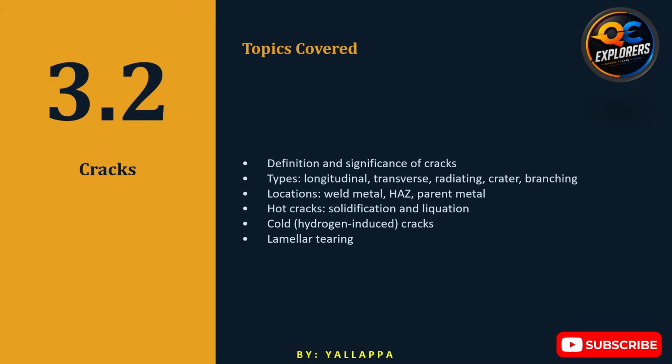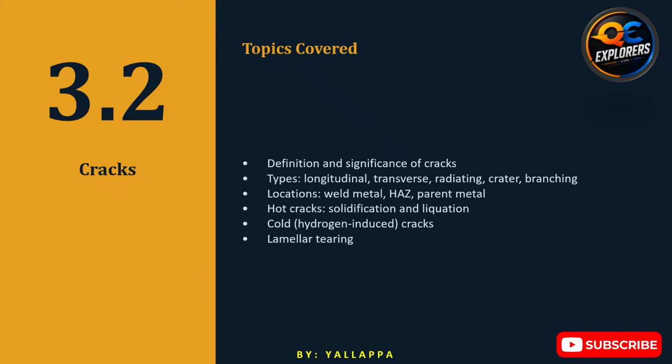We now begin the first major group, cracks. This section covers several different crack types and mechanisms. You will encounter longitudinal cracks, transverse cracks, radiating cracks, crater cracks and branching cracks. Cracks can also occur in different locations. They may be located in the weld metal, in the heat-affected zone, or in the parent material. From a temperature and mechanism perspective, the presentation identifies hot cracking, including solidification and liquation cracking, precipitation-related cracking, cold or hydrogen-induced cracking, and lamellar tearing.